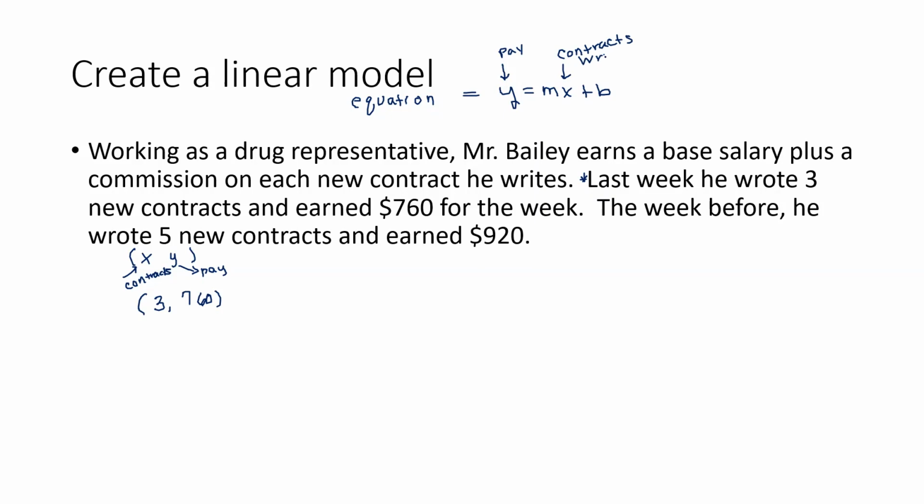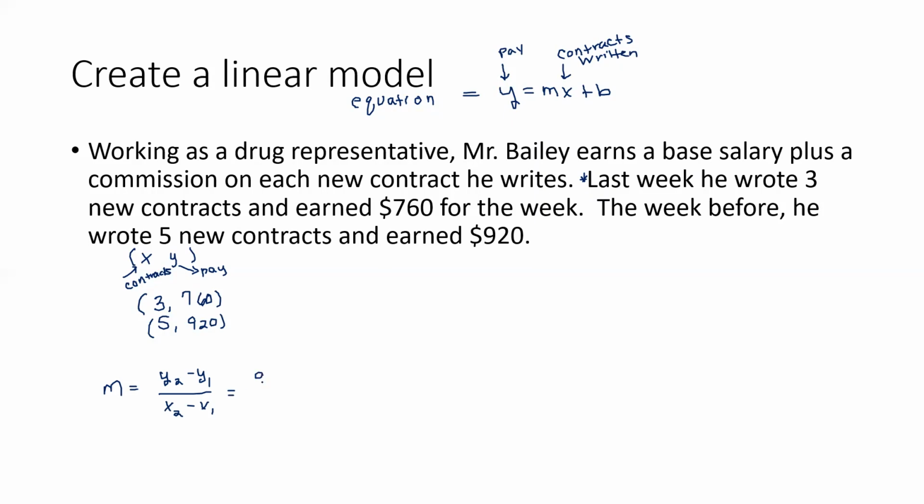Now I have a second ordered pair from the previous week, and this one tells me 5 contracts for $920. So I'm going to use these 2 ordered pairs to find slope. The formula for slope is the change in y, y2 minus y1, over the change in x, x2 minus x1.